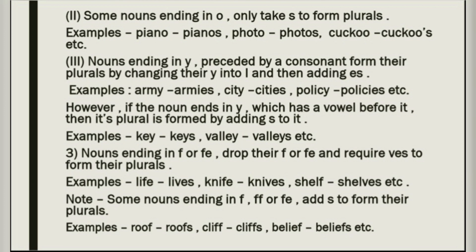The next point to be noticed is nouns ending with y, but preceded by a consonant. How will you form their plural? You'll remove the y and add i followed by es. So y is removed and ies is added if there is a consonant, right? If you see the spelling army, it's a consonant plus y. When there is a consonant plus y, you remove the y and add ies, so it becomes armies, cities and policies.